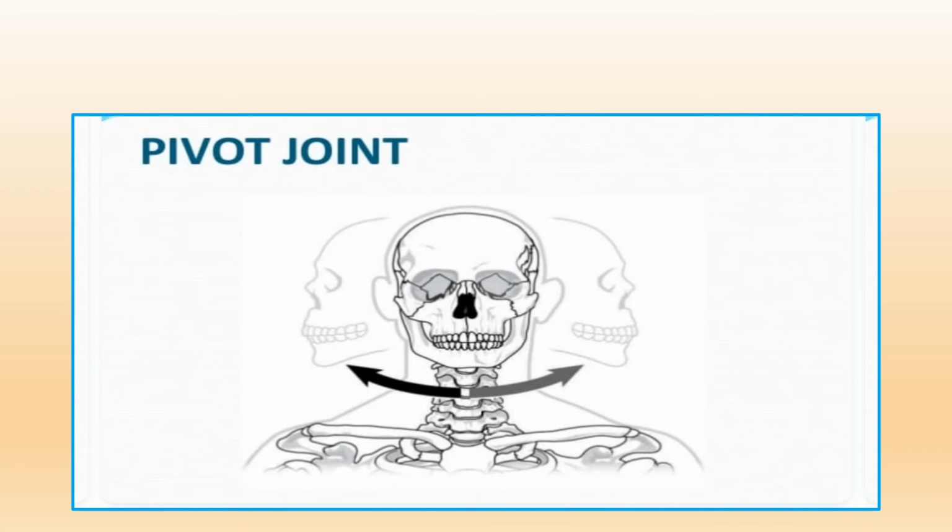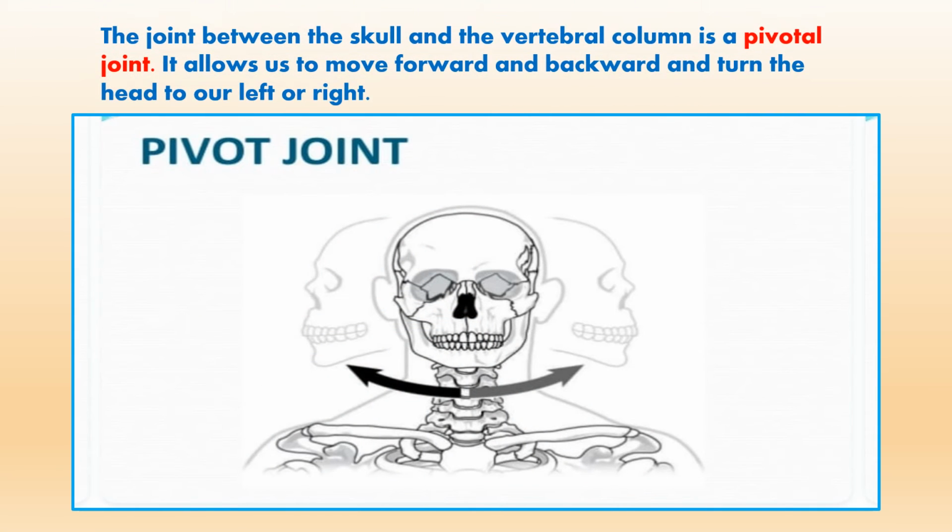Next we have a pivot joint. Now the joint between the skull and the vertebral column is a pivot joint. It's here near the neck. Now this is the base of the skull, and this is the vertebrae of the backbone, the first vertebra. So they rest on each other and they allow movement. They allow us to move our head forward, backward, and turn the head to our left and right.